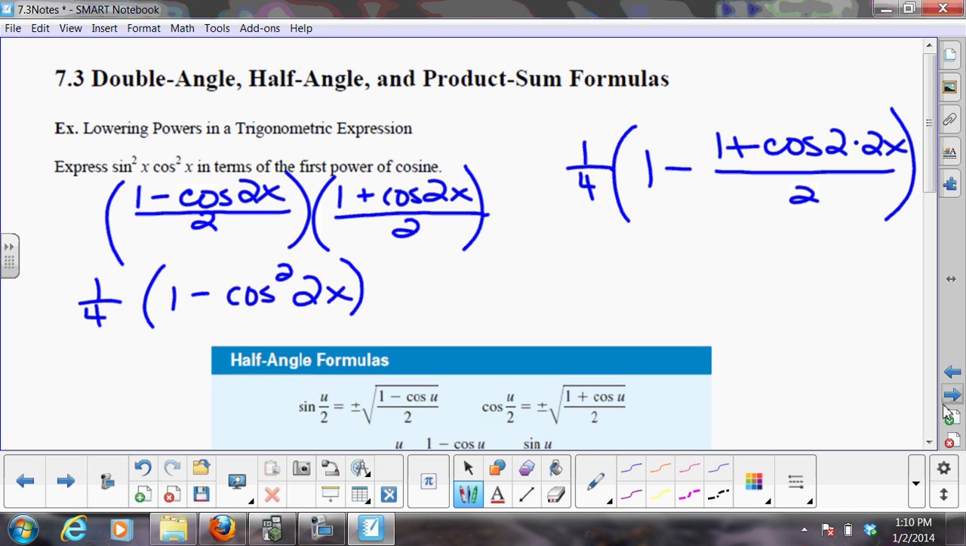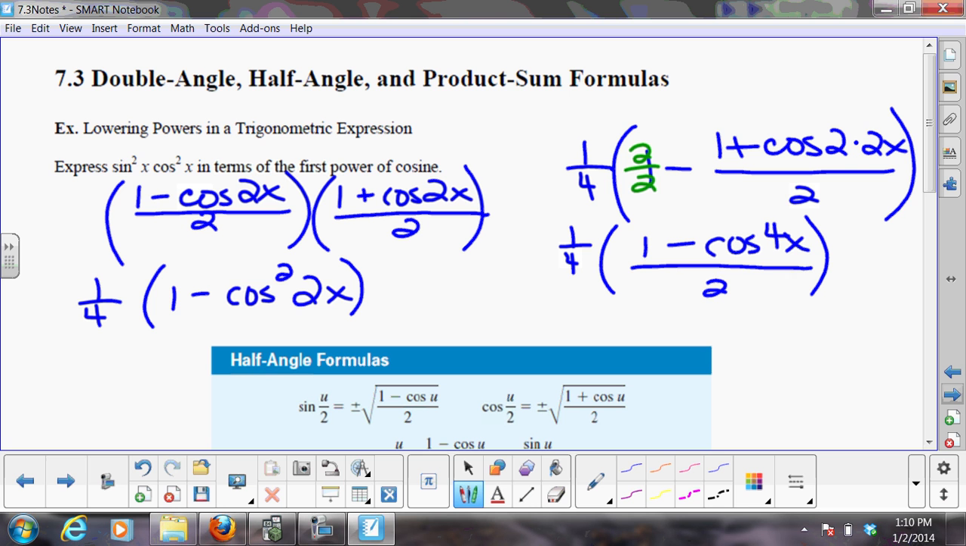Well, if our denominator is 2, I'm going to change this 1 to a 2 over a 2. So I have 1/4 up front. 2 minus 1 is 1, and then minus cosine 4x all over 2. And either multiply in the fourth or factor out the half: 1/8, 1 minus cosine 4x. Or if you have 1 minus cosine 4x all over 8, that is fine as well.